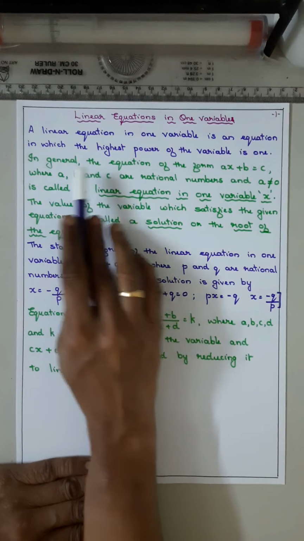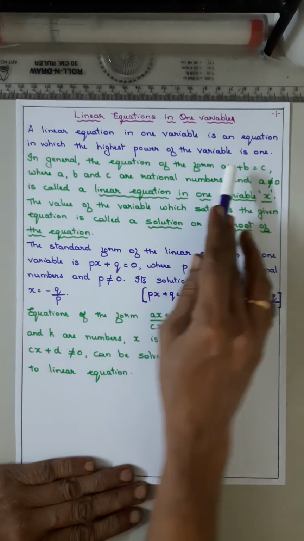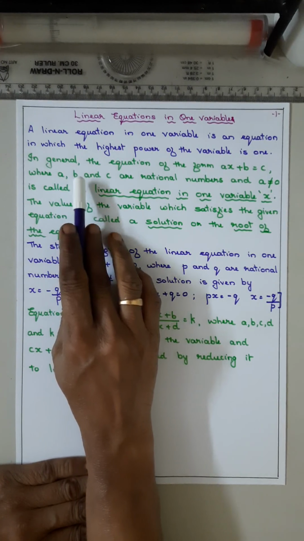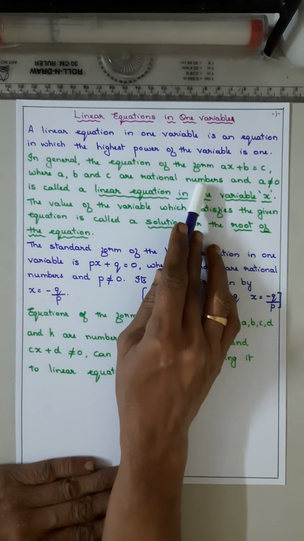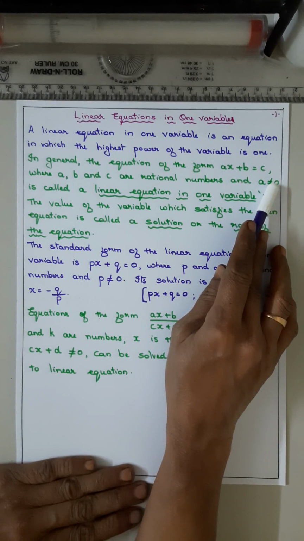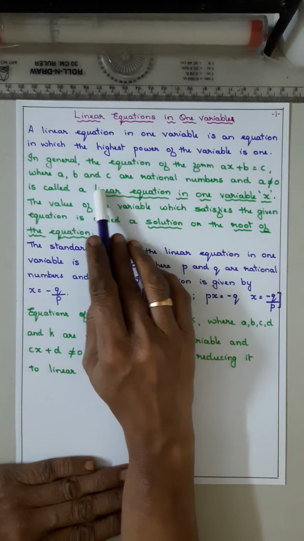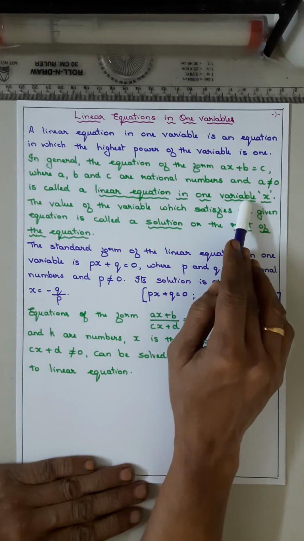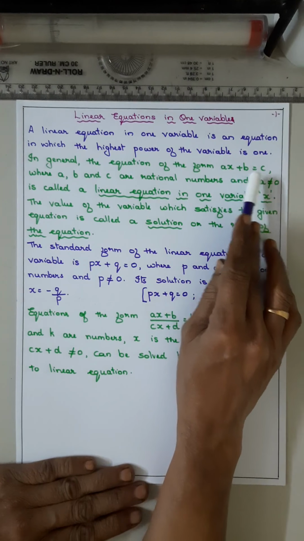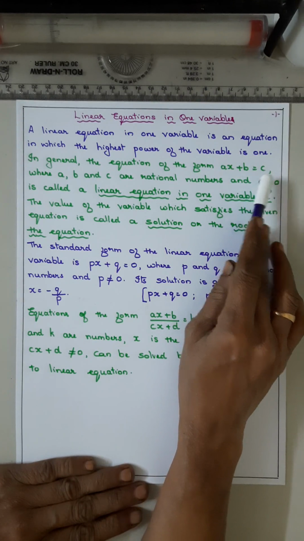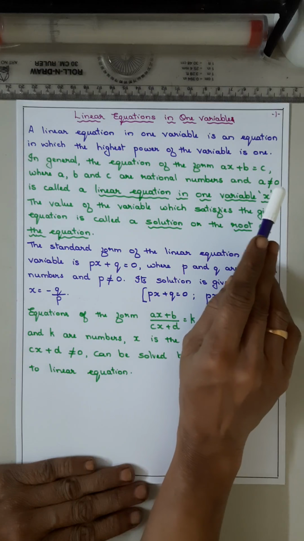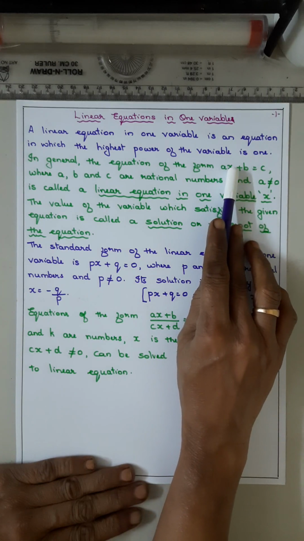Now, in general, an equation of the form ax plus b is equal to c, where a, b and c are rational numbers and a is not equal to 0. a should not be equal to 0. Then it is called a linear equation in one variable, that is x. Here the variable is x.